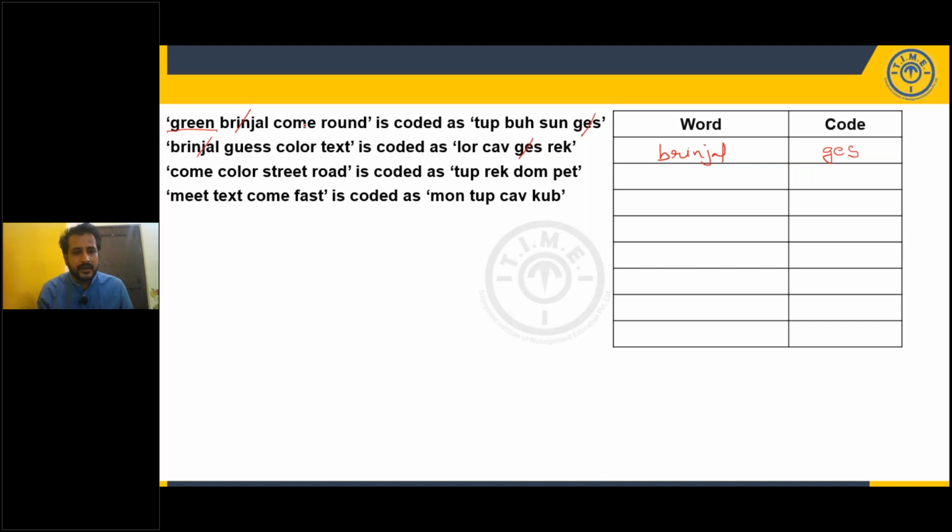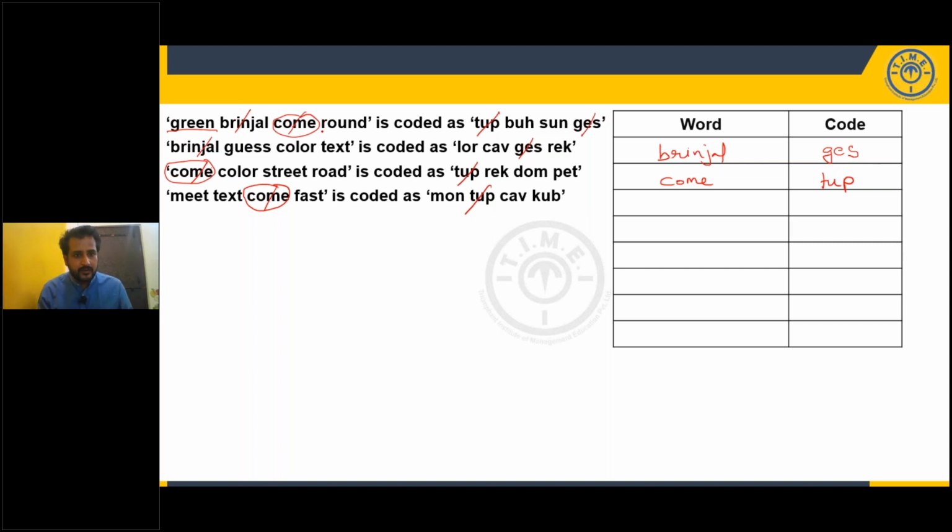Come. Do you have come in any other statements? Yes. Come is common in statement one, statement three, and statement four. In these three statements, other than come, do you have any other term common? No. We have only one term that is common in the first, third and fourth statements, that is come. So the code for come can be identified. What is the common code on the right side in the first, third and fourth statements? TUP, TUP, and TUP. So what is the code for come? TUP. I hope it is clear.